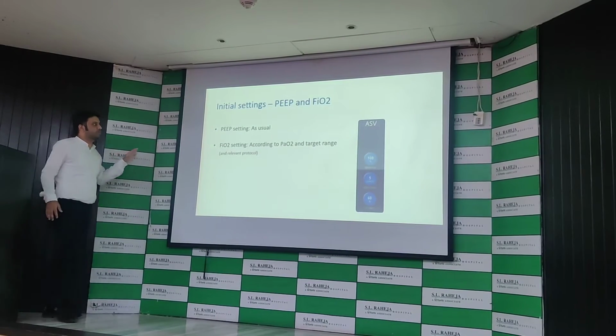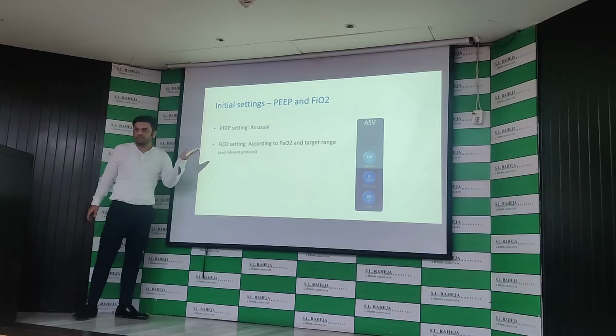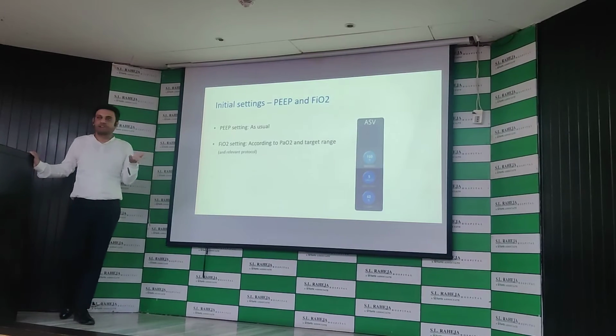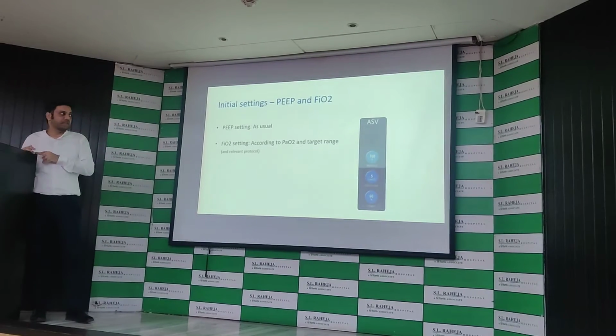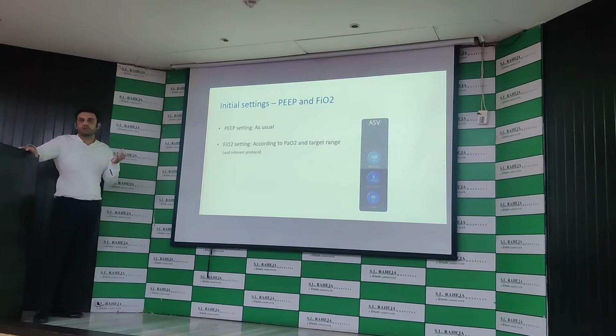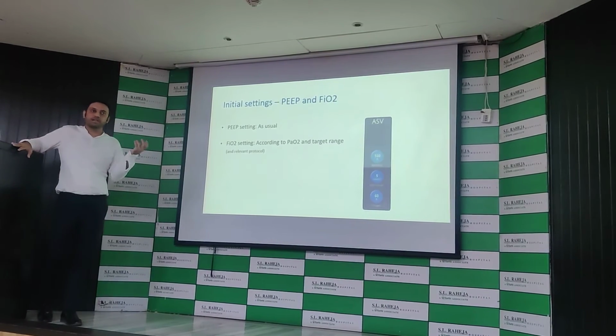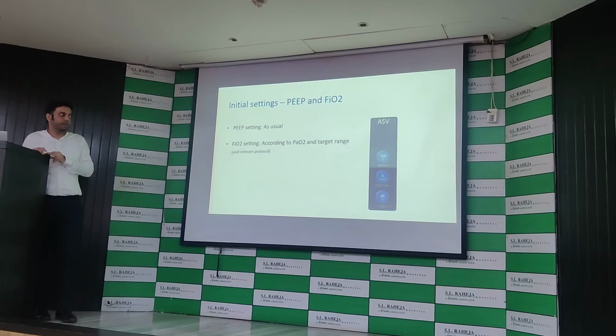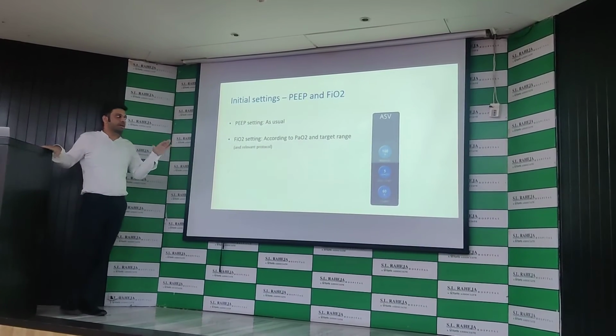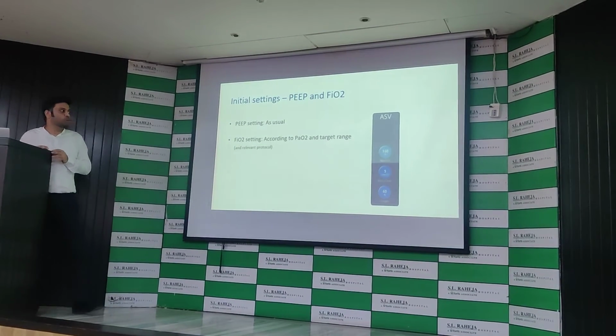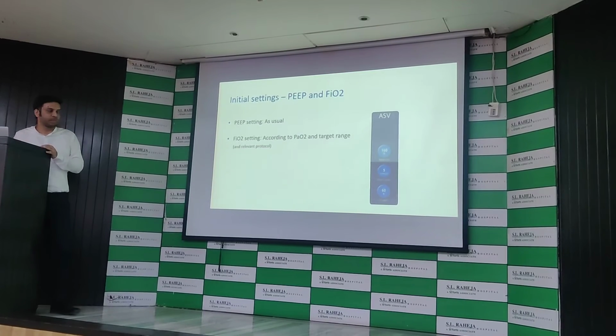Then the other two settings are the PEEP and the FiO2, which are the usual ones. For PEEP, you will start with 5 centimeters as the initial setting for patients. And of course, if you have a restrictive or ARDS patient, you can start with a higher PEEP of around 8 or 10. FiO2 can again be adjusted as per the PO2 and the SaO2 range as per the blood gas.